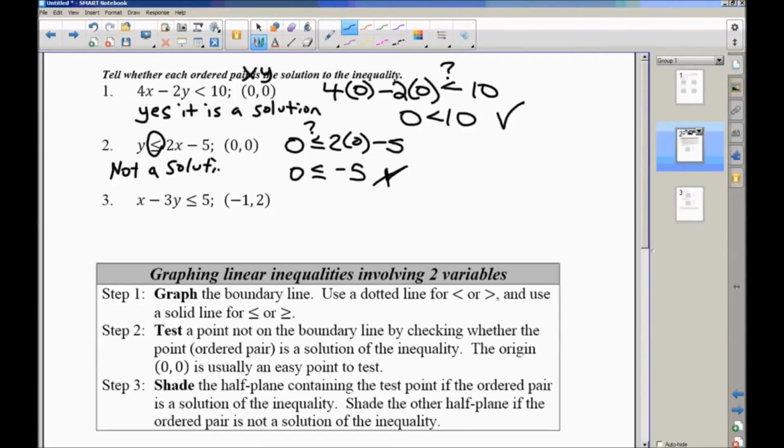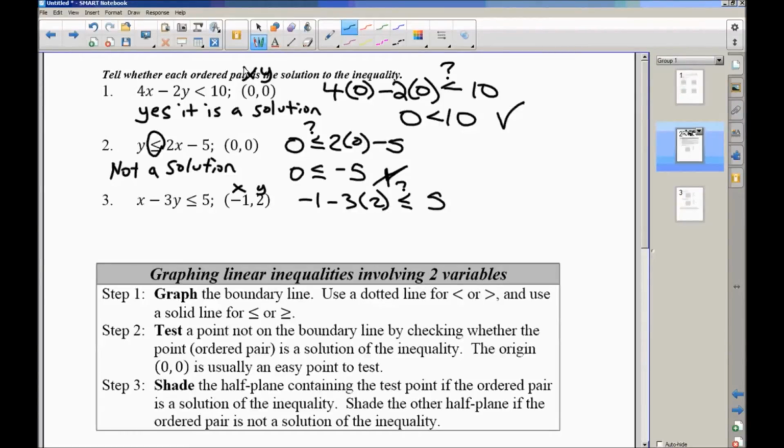So 0, 0 does not work, okay? All right, and then in our last one, we're testing x, y again. So x is negative 1, y is 2. So we're going to plug in negative 1 for x, 2 for y. And we're testing on less than or equal to 5. So that's a question mark.